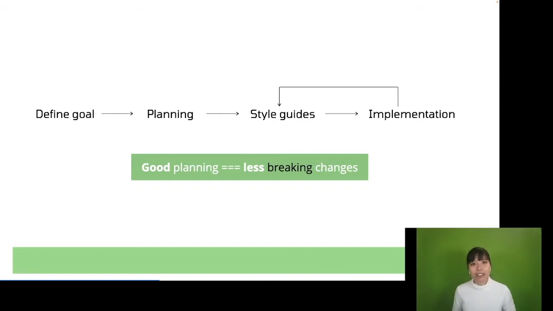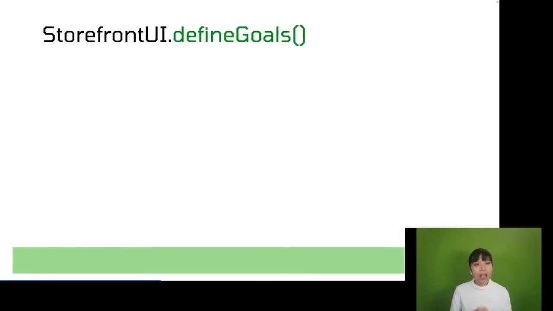Well, breaking changes are unavoidable. Even the best framework library will still have some breaking changes, but the less frequent the breaking changes, the better the component library is in the user's eyes. So how in Storefront UI do we define the goals?